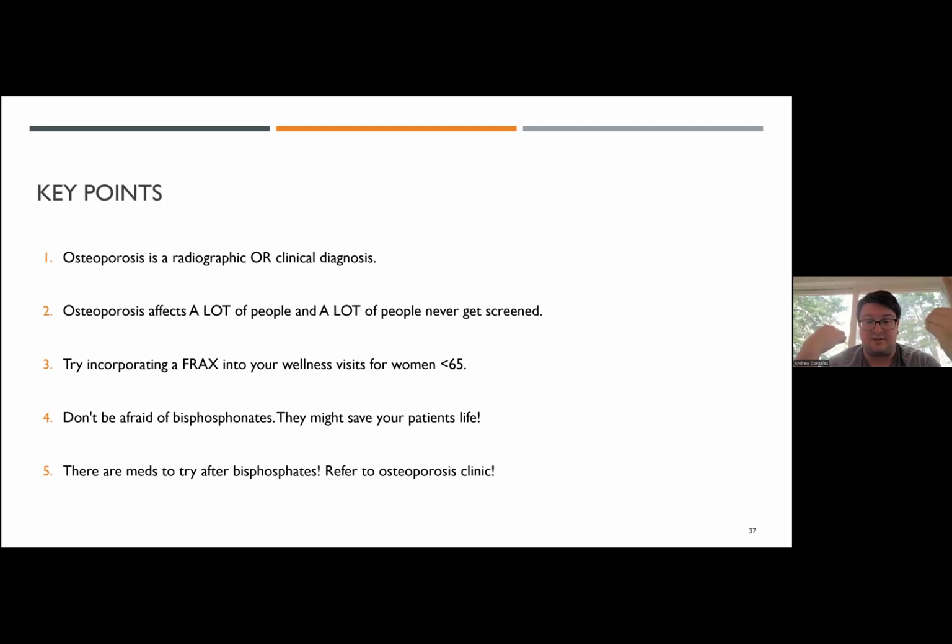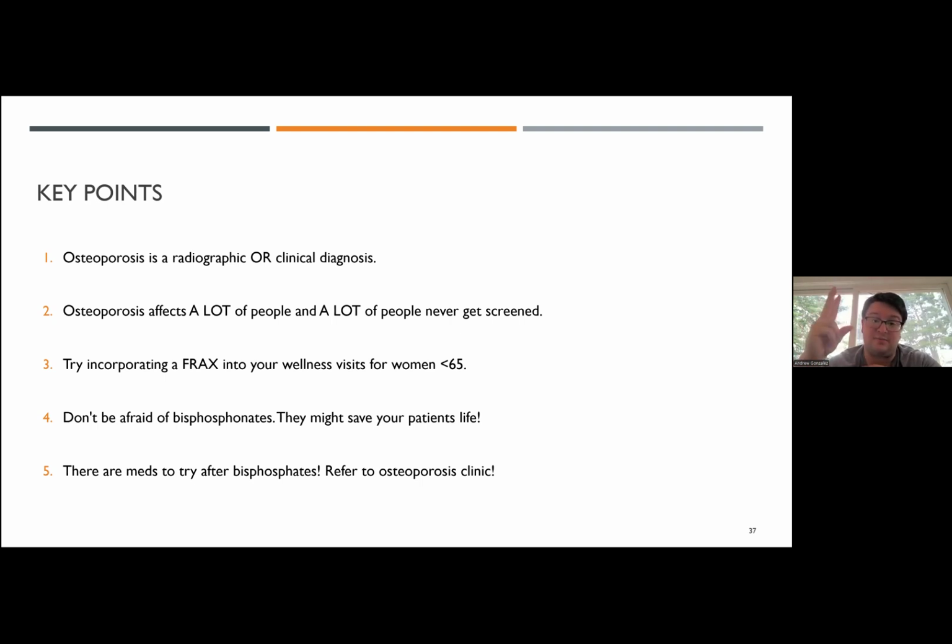Osteoporosis affects a lot of people. It is undertreated, and a lot of people never get screened. Remember that mortality risk of like 20 to 25% in people who undergo hip fractures. We want to prevent those hip fractures. While it's not perfect, the FRAX calculator is good to take into account for any of your wellness visits in women under the age of 65, like 50 to 65 at least.